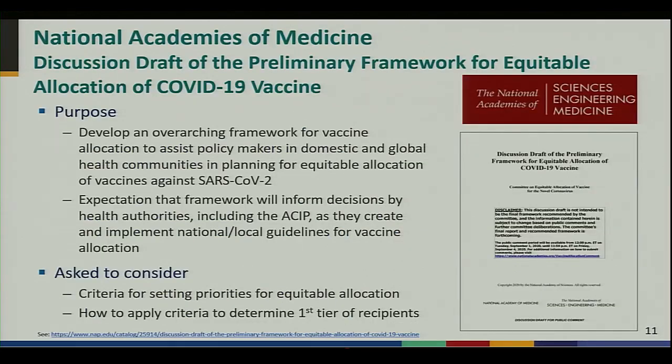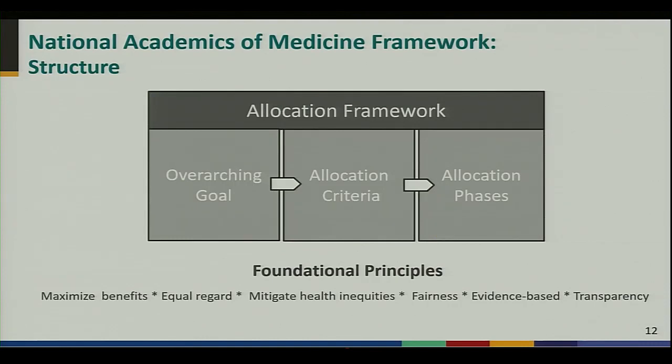And finally, the National Academy of Medicine's discussion draft of the preliminary framework for equitable allocation of COVID-19 vaccine. They define their purpose to develop an overarching framework for vaccine allocation to assist policymakers in domestic and global health communities in planning for equitable allocation of vaccines. They note the expectation that the framework will inform decisions by health authorities, including ACIP, and they were asked to consider criteria for setting priorities for equitable allocation and how to apply the criteria to determine the first tier of recipients. Next slide.